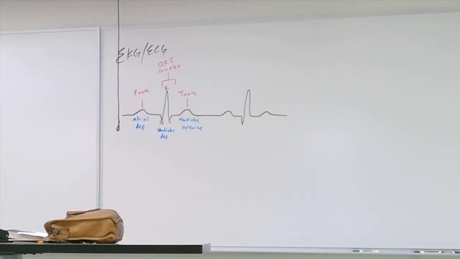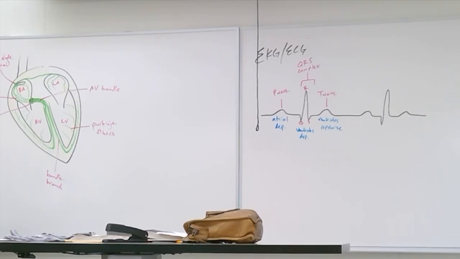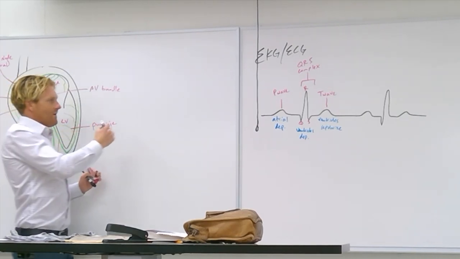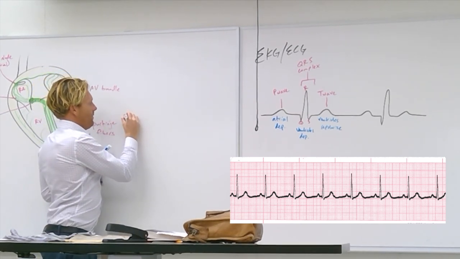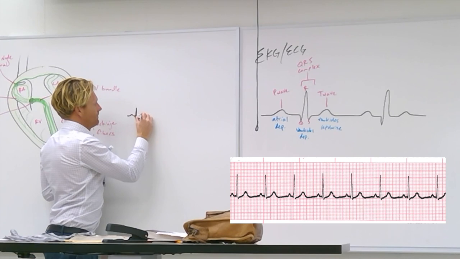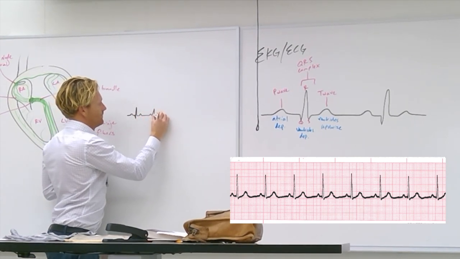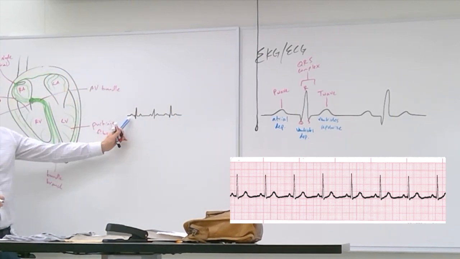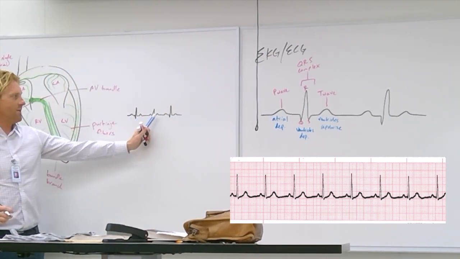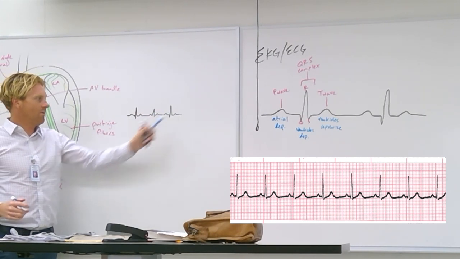Before we move on, I want to give you some examples of what some basic irregular EKGs look like. So here's a normal one. I'll just draw a normal one in comparison right here. So I've got a normal EKG. You got P, QRS, T, P, QRS, T, P, QRS, T.